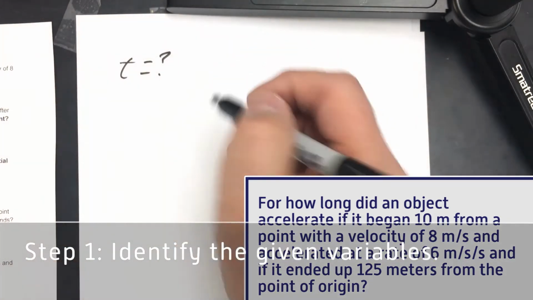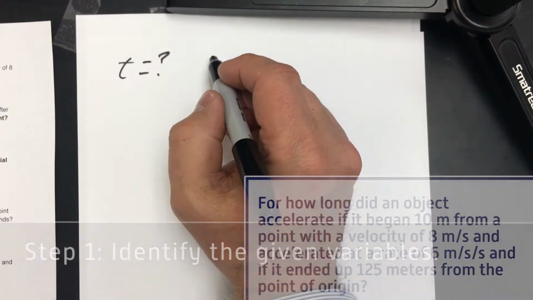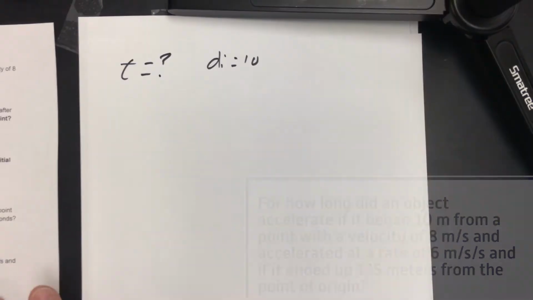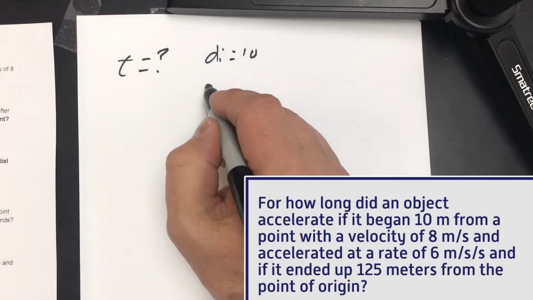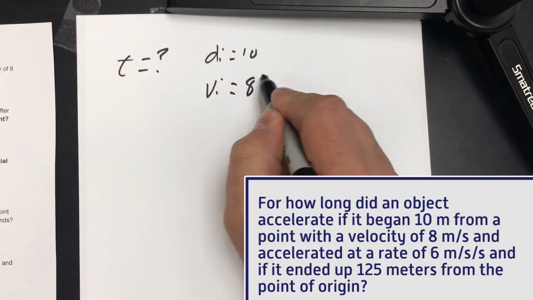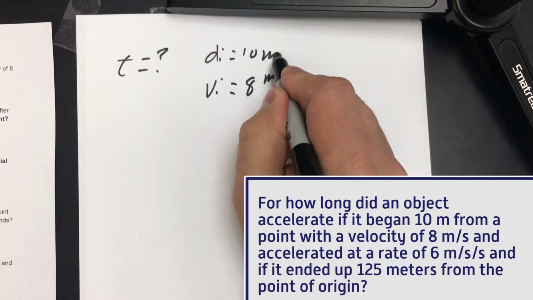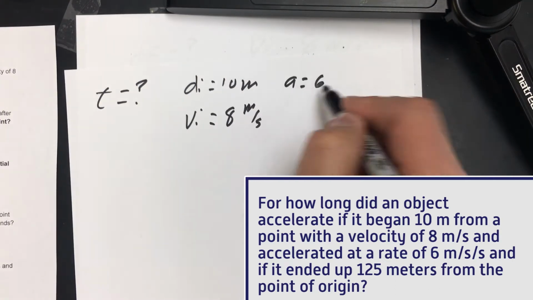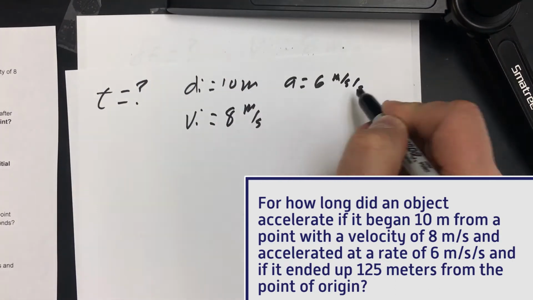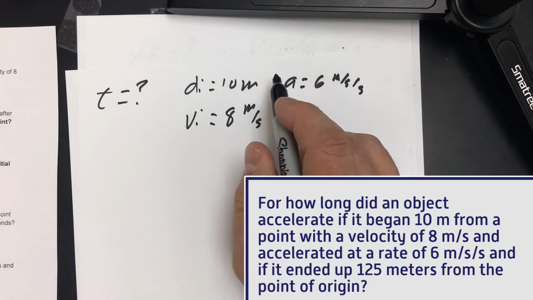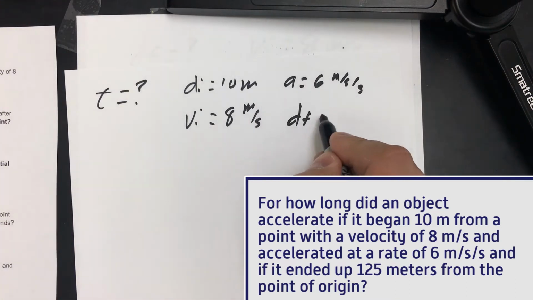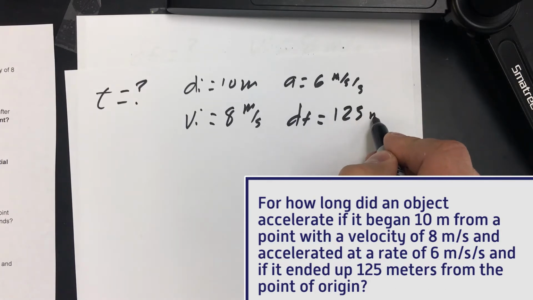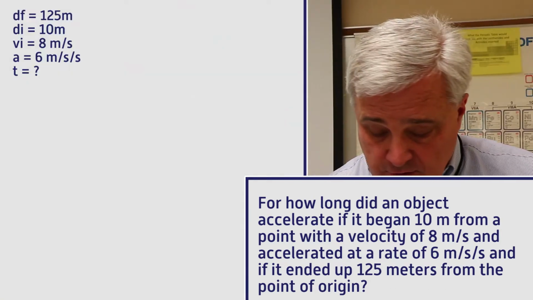If it began, this is giving us the initial stuff, 10 meters, d_i equals 10, from a point with a velocity of 8, v_i equals 8 meters per second, and accelerates at a rate of 6 meters per second squared. And we're looking for t. But it ends up, d_f equals 125 meters. Get ready. This is going to be a little more tricky.